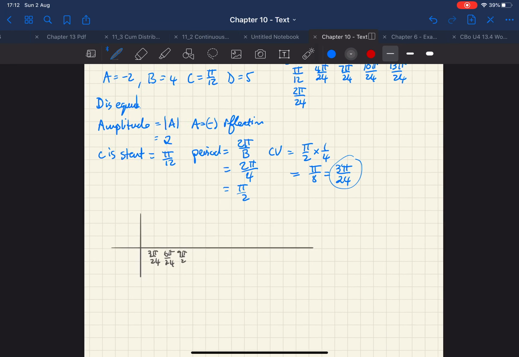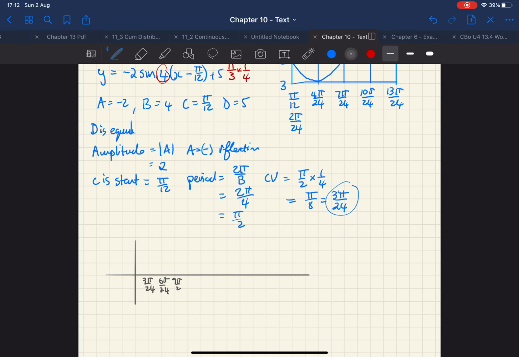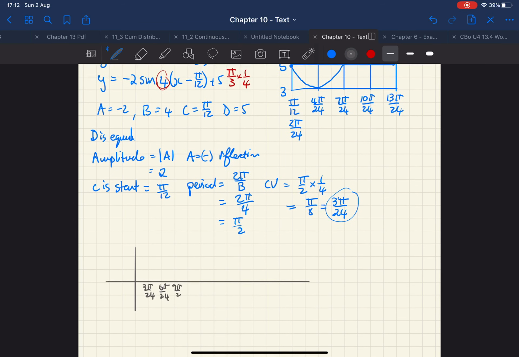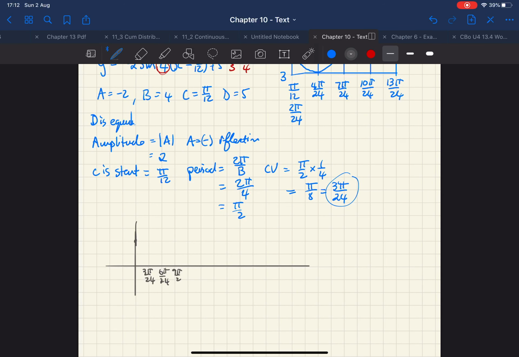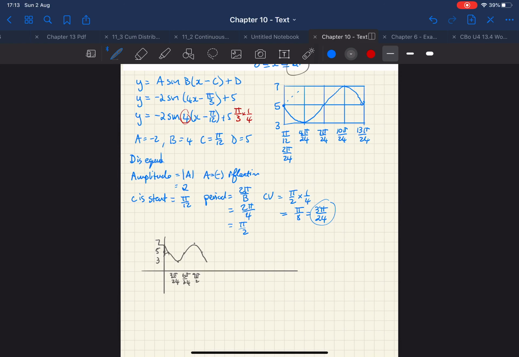Go all the way, and then starting at pi over 12, which was the sine graph, it starts at 5. So we'll say this is 5, this is 3, this is 7. It will start there, and then every 3 pi over 24 it will do something else. Just carry on doing this, and from there you can draw your graph. Okay, that's how your graph, this is wrong, this will go up and then turn. So this is how your graph will look.